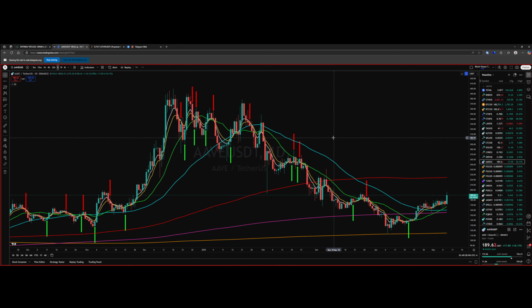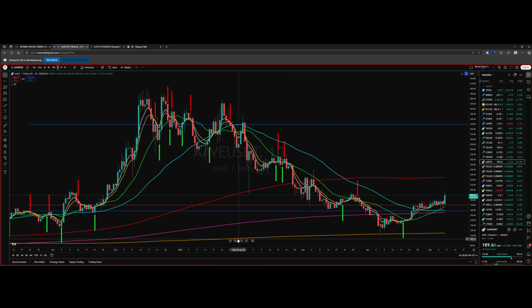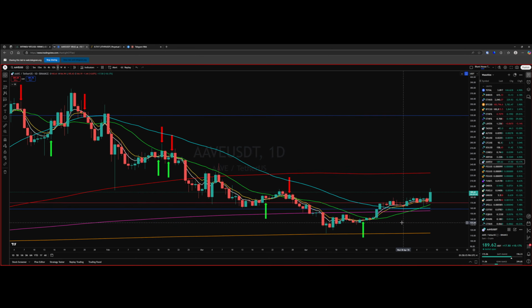Someone last week was saying that they thought Aave was going to move. Oh, here we go. It certainly has. It's a 10% move just today alone. And the bulk of it really came at 140.25, right off the 20. It just exploded.